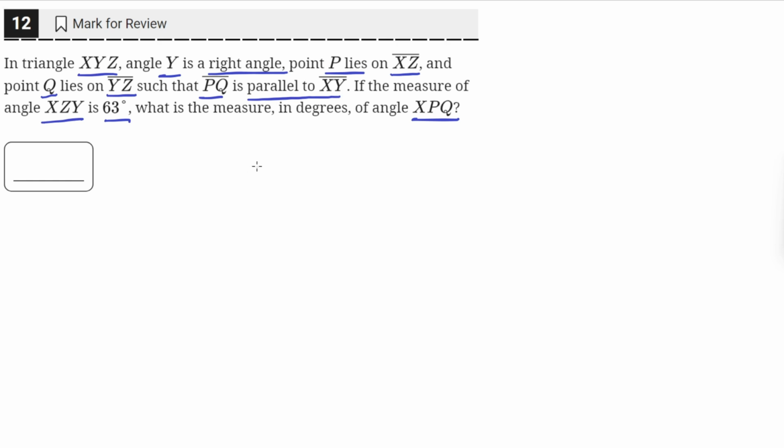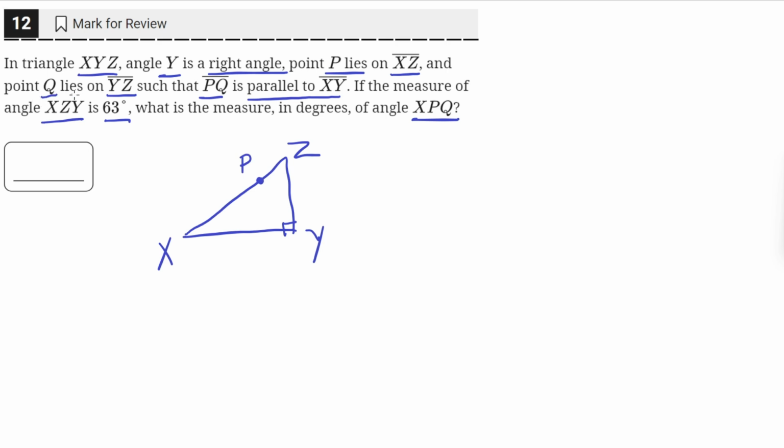Okay, so we have a lot of information here, so let's just go through it one by one. So we have a right angled triangle XYZ, where angle Y is the right angle. So we'll just assume these two other angles will be X and Z. And point P lies on XZ. So since Y is the right angle, XZ has to be the hypotenuse, and point P lies on XZ. So let's just say this is point P.